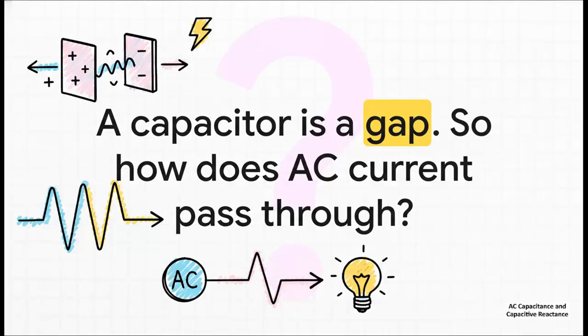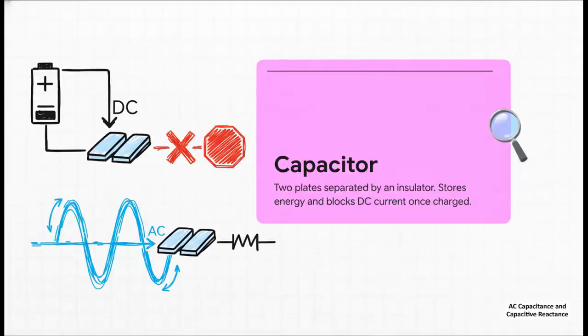Let's crack this thing open. Okay, quick refresher just so we're all on the same page. A capacitor is basically just two metal plates with an insulator sandwiched between them. If you hook it up to a DC source, like a battery, what happens? It fills up with charge and then, bam, current stops. Dead end. It's an open switch, and that's exactly what you'd expect. But with AC, the rules are totally different.